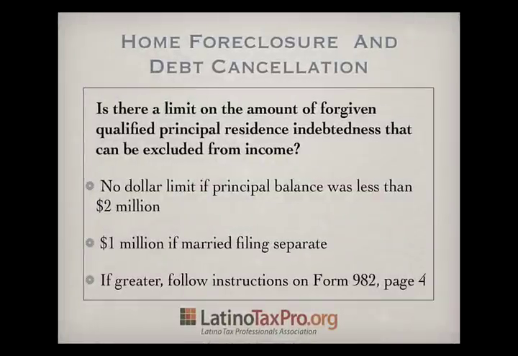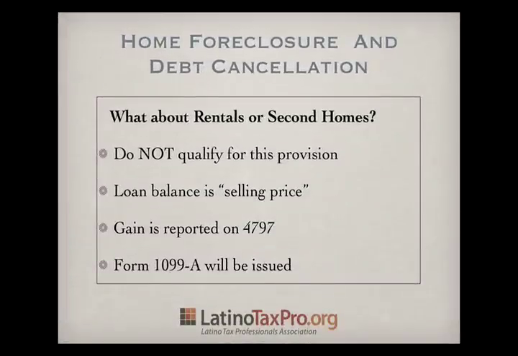However, the $2,000 may be taxable. There is no dollar limit on the amount of forgiven qualified principal residence indebtedness as long as the principal balance was less than $2 million, or $1 million if married filing separate. If greater, follow the instructions on Form 982, page 4. Rentals or second homes do not qualify for this provision. The loan balance or fair market value becomes the selling price. The gain is reported on Form 4797 and a 1099-A may be issued.